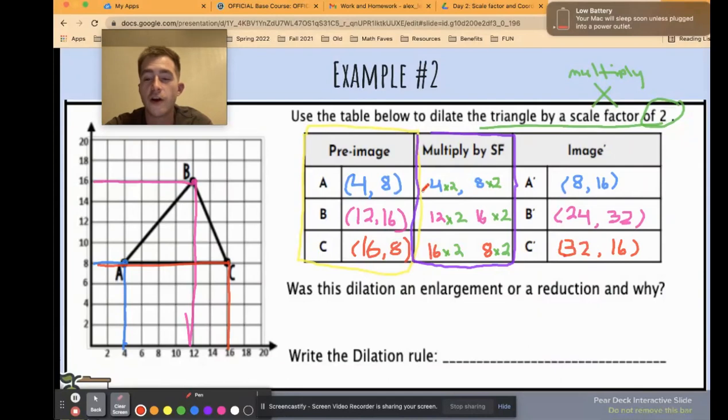Was it an enlargement or a reduction? Well, what happened to my numbers? Did they get smaller? No. My numbers got bigger. When my numbers get bigger, that is an enlargement. So I'm going to circle enlargement. Writing my dilation rule, remember, always just start with x comma y. All we're going to do is put our scale factor right next to x and right next to y. So my scale factor of 2 is just going to be written right in front of both of these. So my dilation rule sounds fancy, but really not too bad. 2x and 2y.